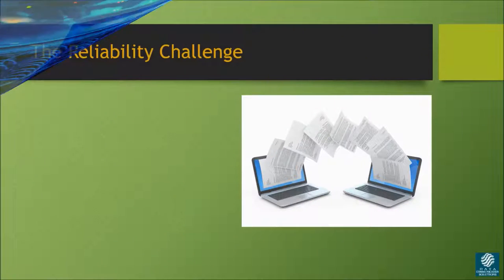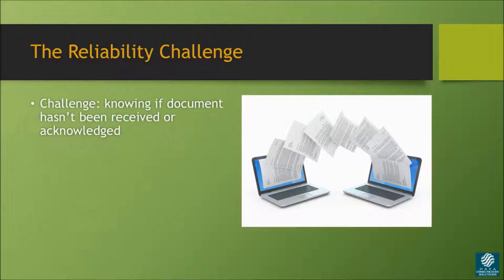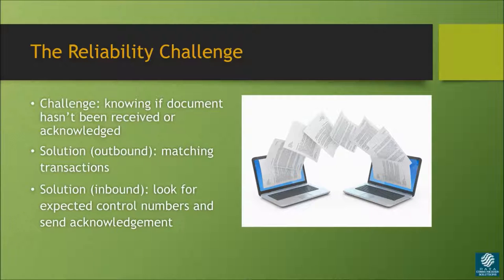When you send or receive a document, you need to make sure it reaches its destination. The reliability challenge, therefore, is knowing if the document you sent was received and acknowledged. Here's the solution. For outbound messages, such as an invoice, match the invoice created to the invoice acknowledgement received. Also, make sure the sent list and acknowledge list match each other. For inbound messages, such as a purchase order, look for expected control numbers and immediately send an acknowledgement.